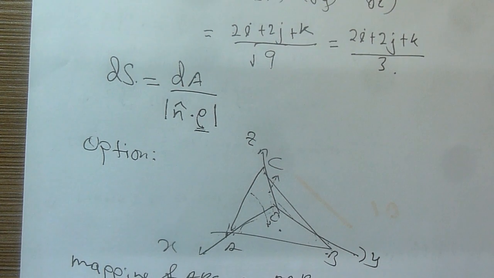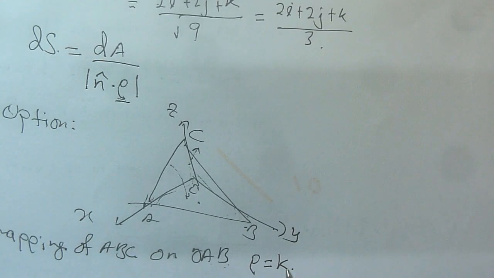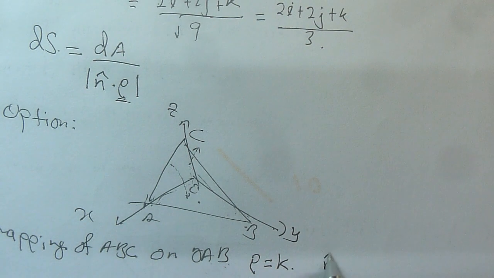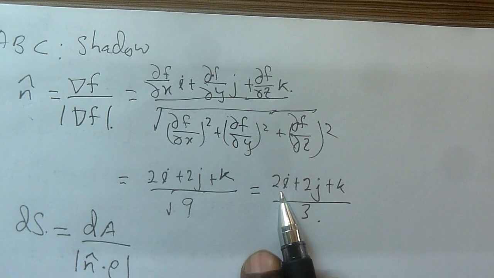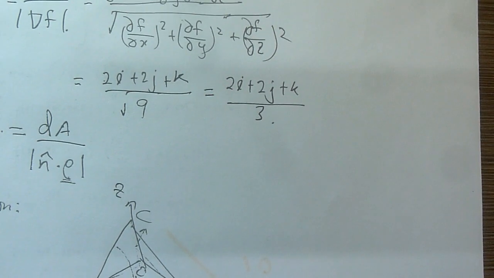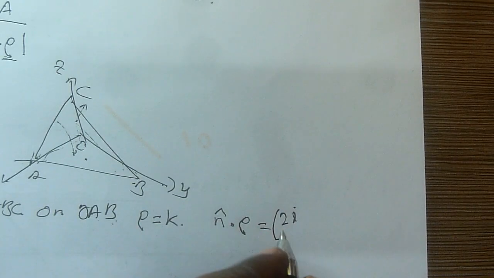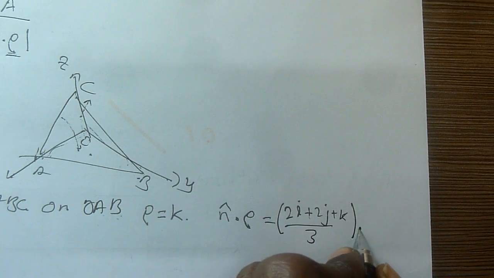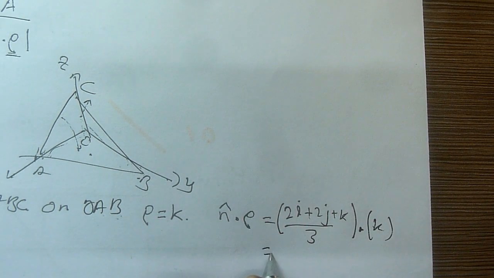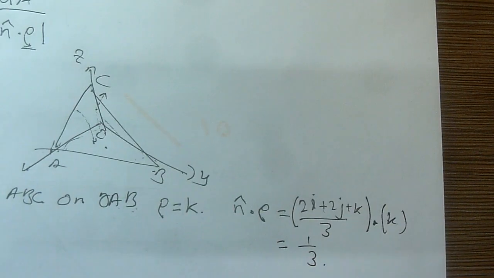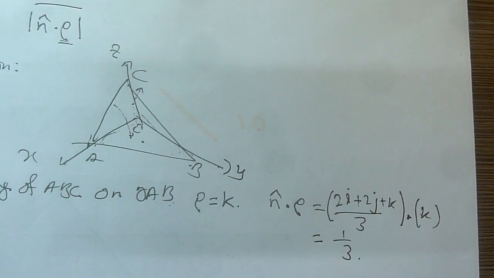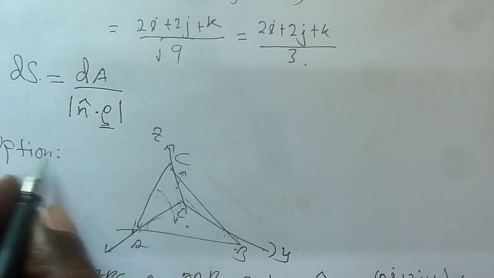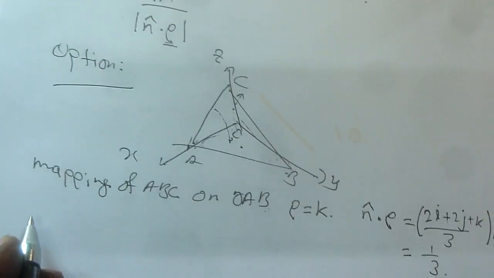Okay, therefore the rho becomes K, and N times with the rho, okay, when you times N to the K, can you see this? 2I, oh, you cannot see, 2I 2J plus K over 3, dot product with the K, we get a 1 over 3. Is it okay? Okay, again, option. This is option, we are looking at the option 1.